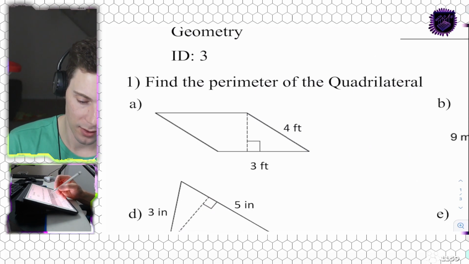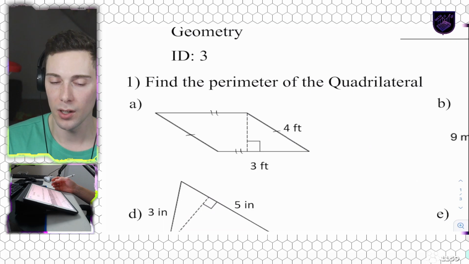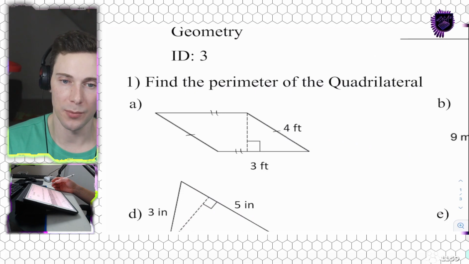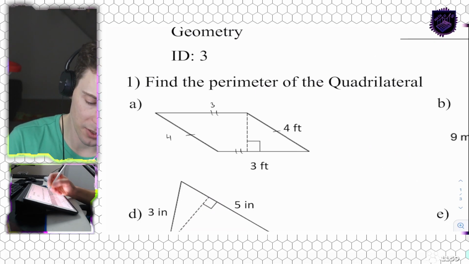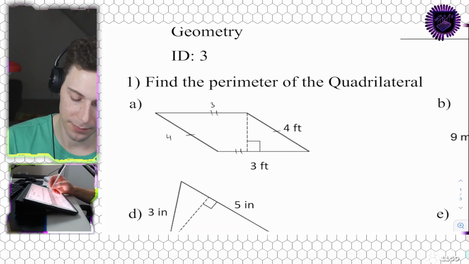That means that these two sides are even and these two sides are even. So we have two sides with the length of 4 and two sides with the length of 3. It would be length times 2 plus width times 2, or 4 plus 4 plus 3 plus 3. So this is going to be 4. This is going to be 3. It would be 8 plus 6. Sorry, 8 plus 6 is going to be 14. Perimeter will equal 14 feet.